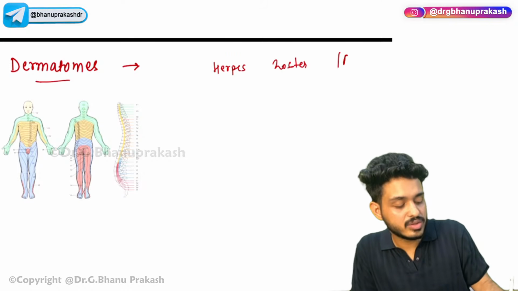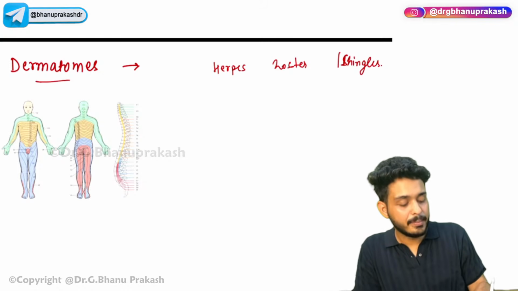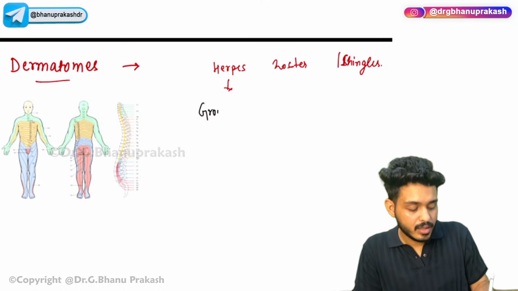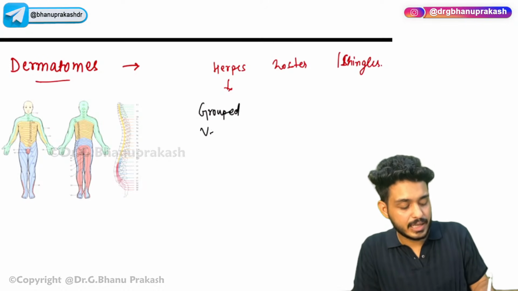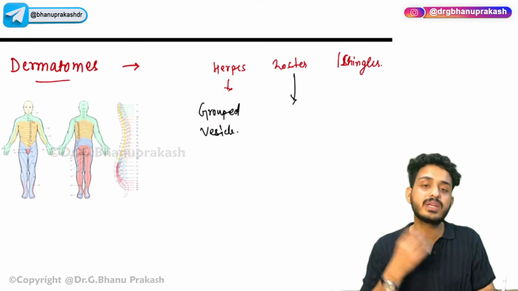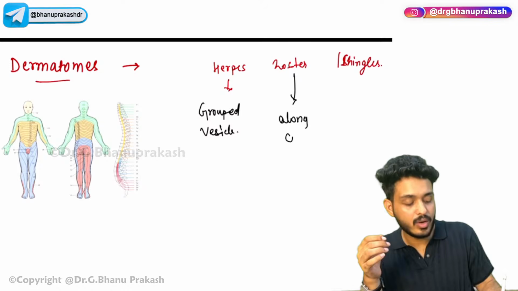Herpes zoster, also known as shingles. So what happens in shingles? The meaning of herpes, just try to understand. I've told you the meaning of herpes will be grouped vesicle. And what is the meaning of zoster? The meaning of zoster will be along a nerve segment.